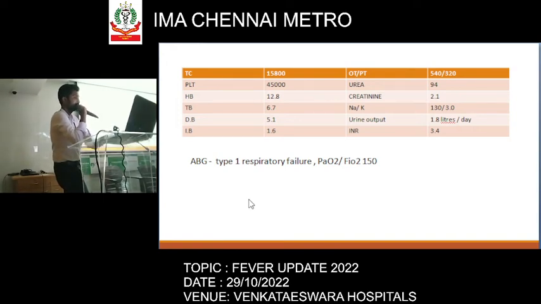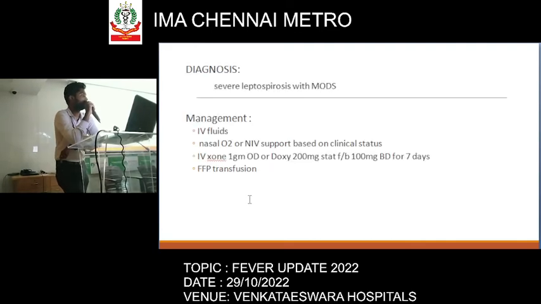The ABG showed type 1 respiratory failure with PaO2 by FiO2 ratio of 150. So typically, Berlin criteria wise, it's ARDS. So this is a case of severe leptospirosis with MODS. So the management is going to be just as for all patients. Fluid management is going to be of prime importance.